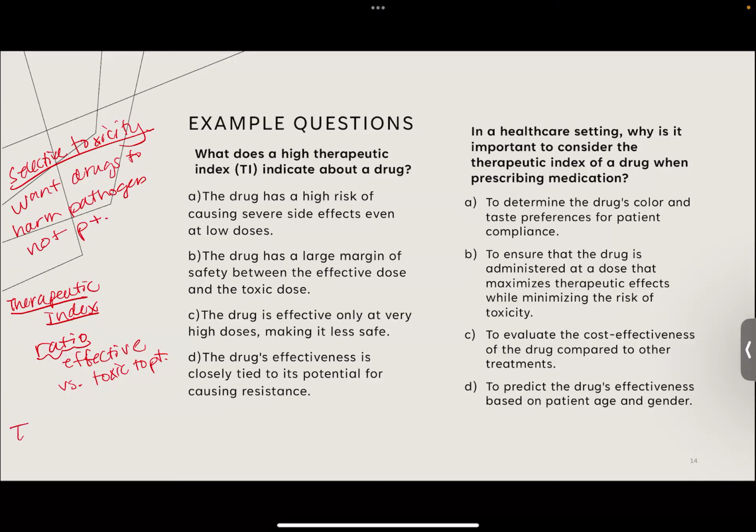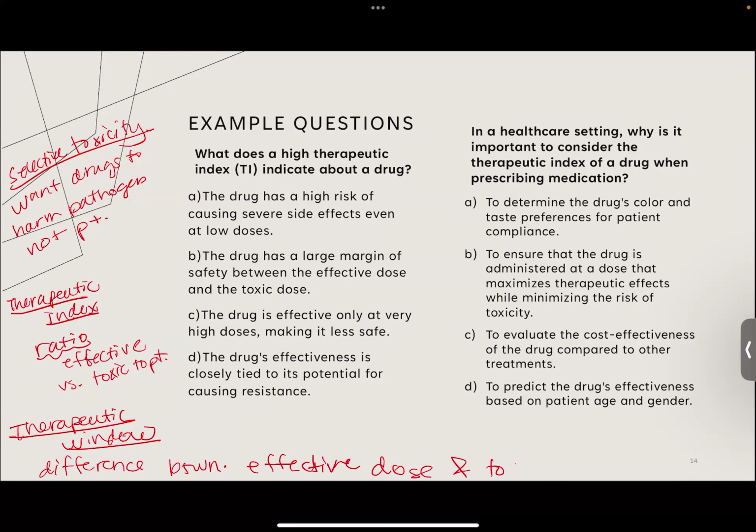And then the therapeutic window is basically the difference, not the ratio, but the difference between the effective dose and the toxic dose. So therapeutic index, the ratio; therapeutic window, the actual literal difference between the two. How big of a span can you work within? Selective toxicity, the concept.